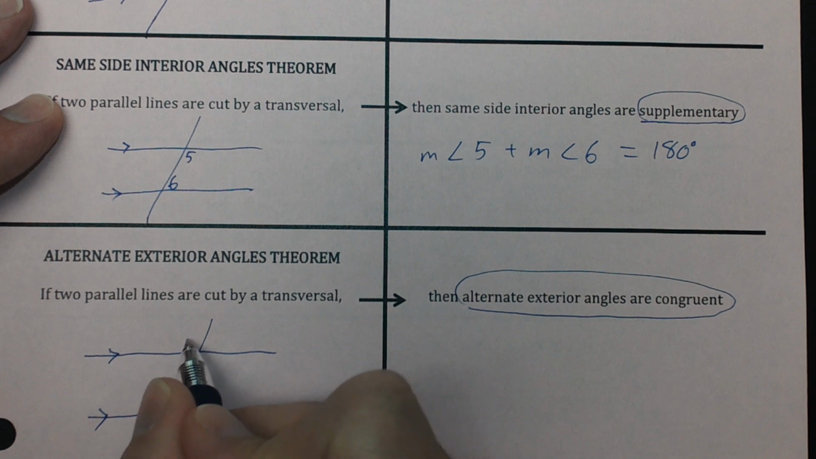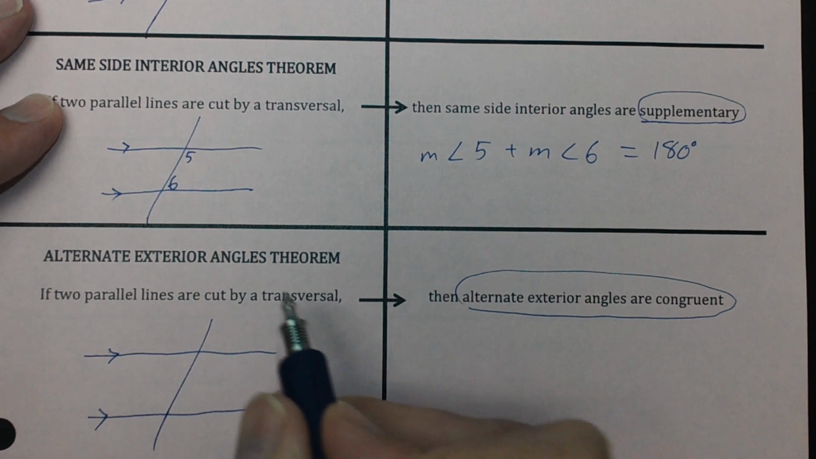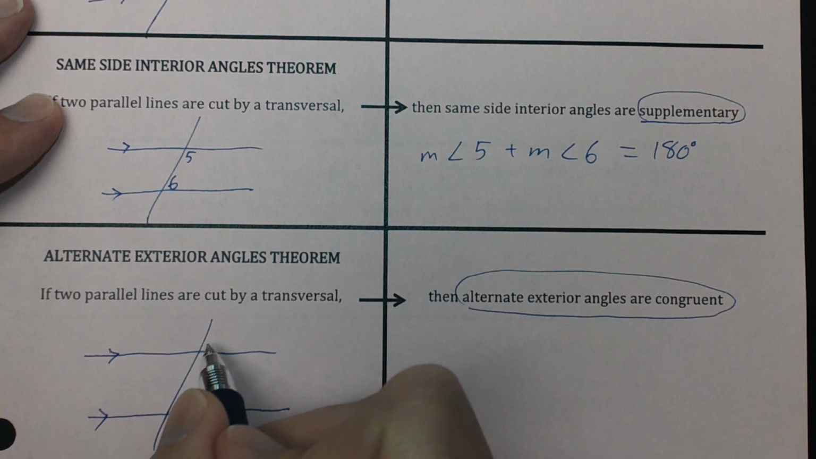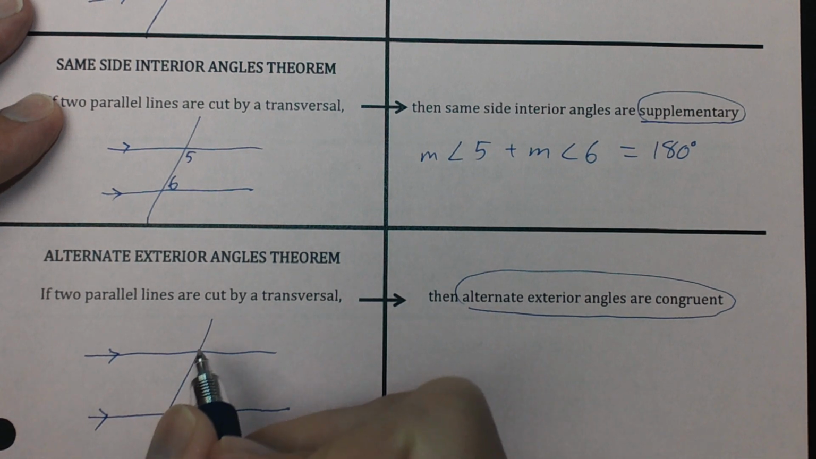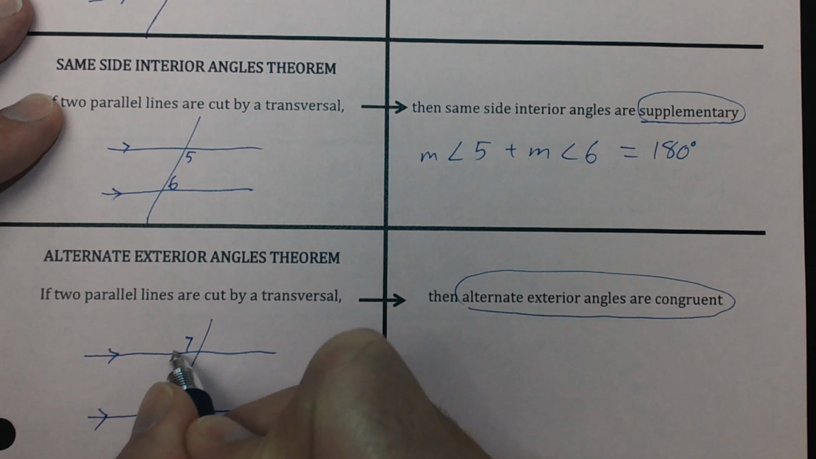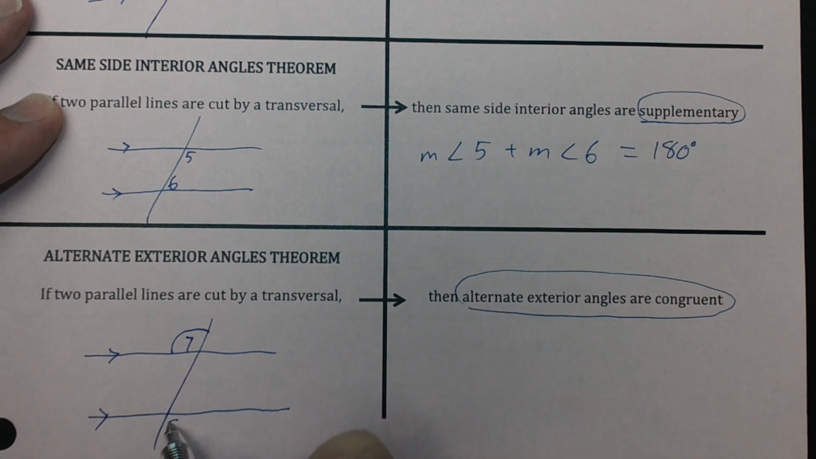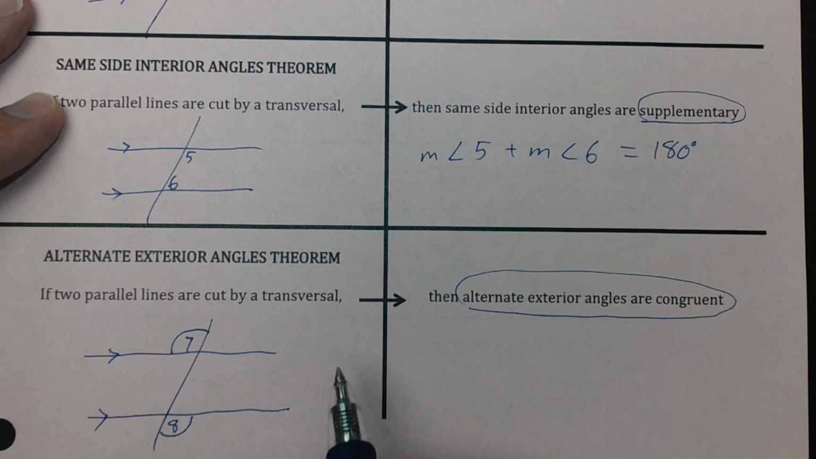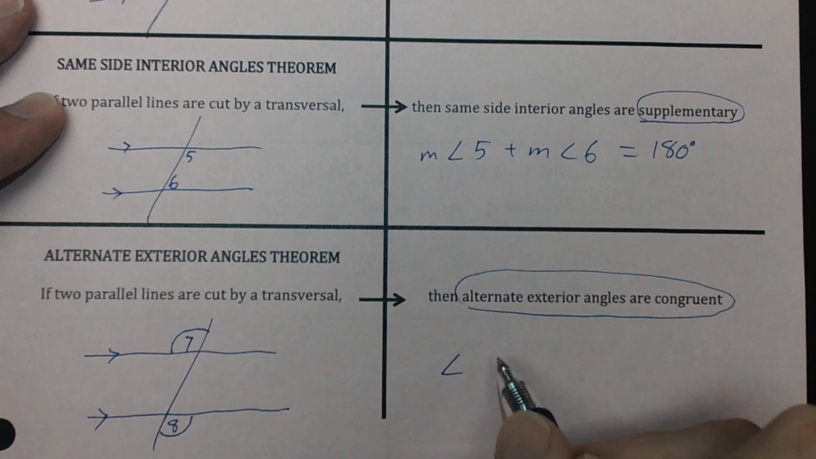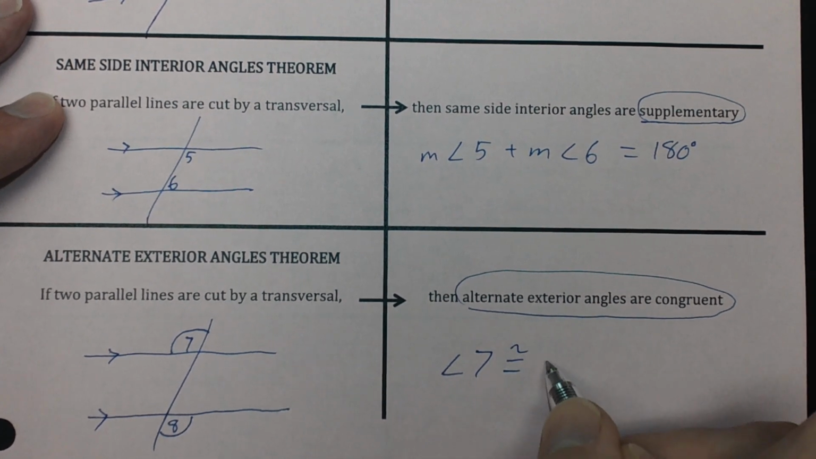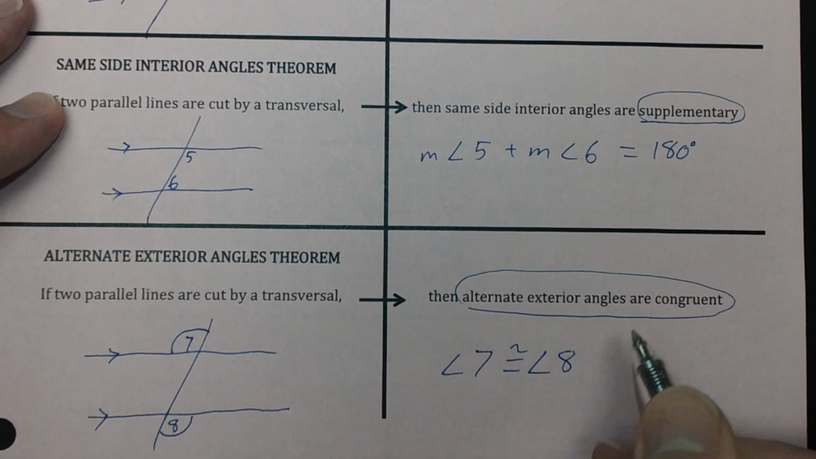So alternate, remember, means opposite sides of the transversal. Exterior this time means they're outside. Both angles are outside of the parallel lines. So that could be like here, angle 7 and angle 8. They're congruent to each other. So we're going to write a single arc around each of them. So since they're congruent, we can say angle 7 is congruent to angle 8.